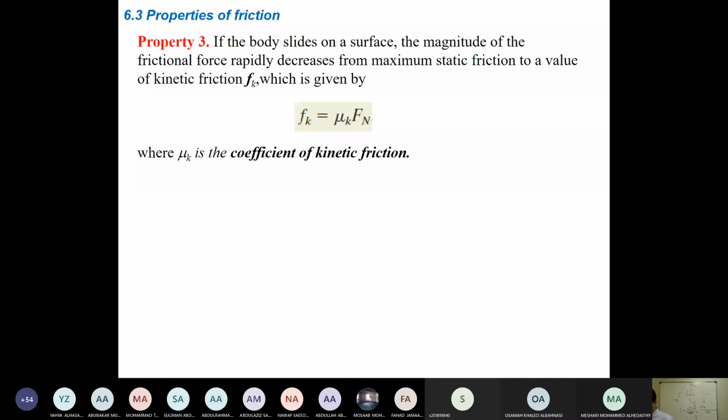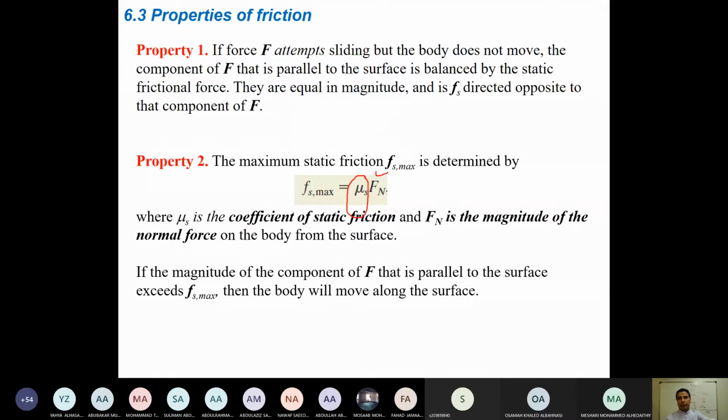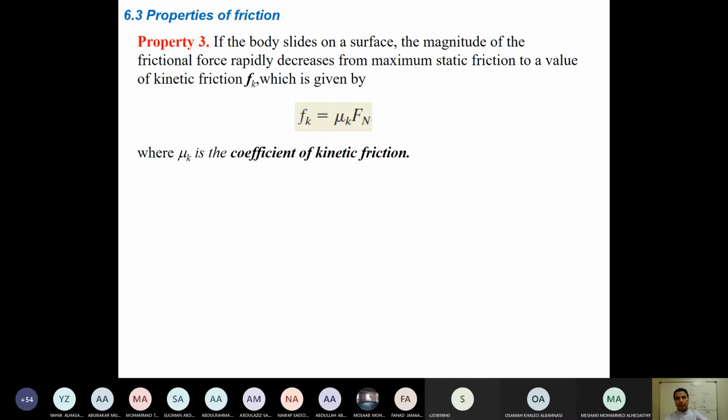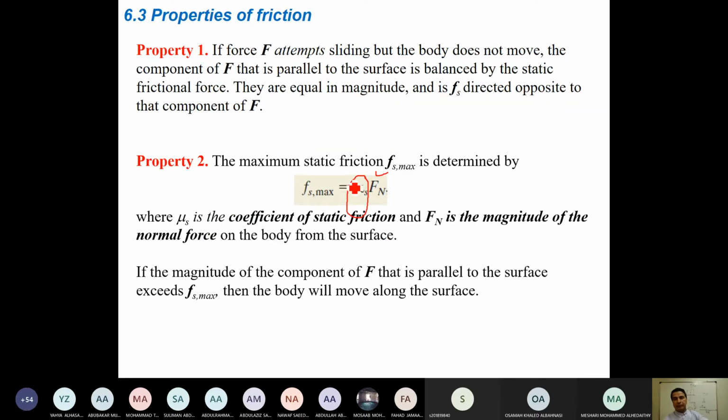Another thing is that kinetic friction arises when the two surfaces are in motion. When they are moving on top of each other, there is kinetic friction, and the equation is this. Look at the static friction equation and the kinetic friction equation. The only thing different between the two equations is the coefficients. The coefficient of kinetic friction is mu k, and the coefficient of static friction is mu s. And mu s is always greater than mu k. Whenever we are talking about any two surfaces, mu s is going to be greater than mu k.